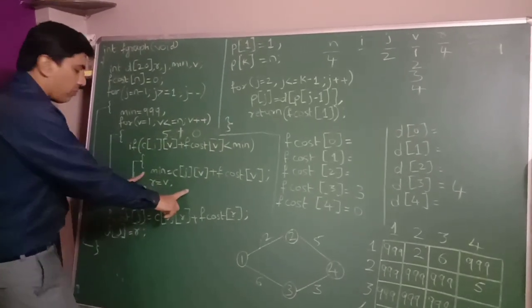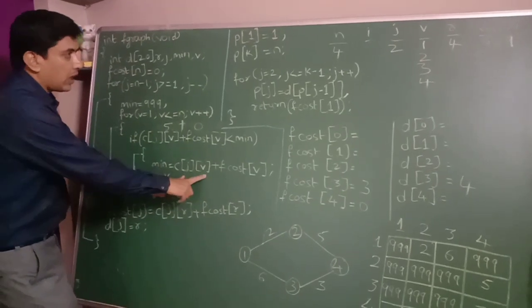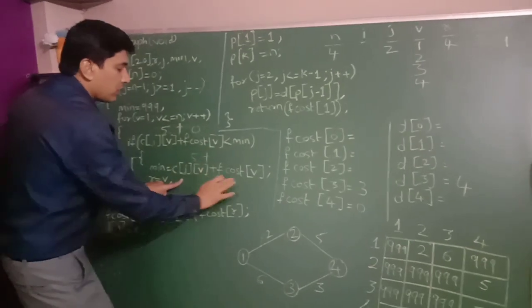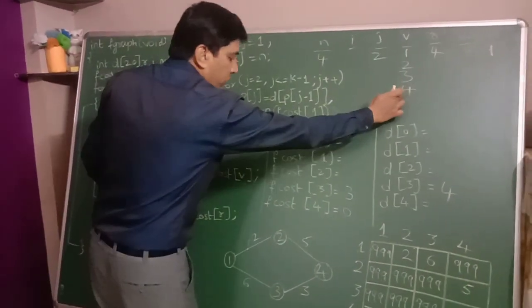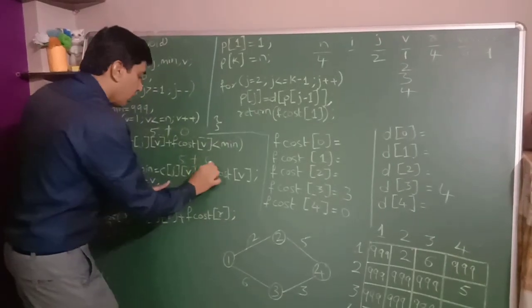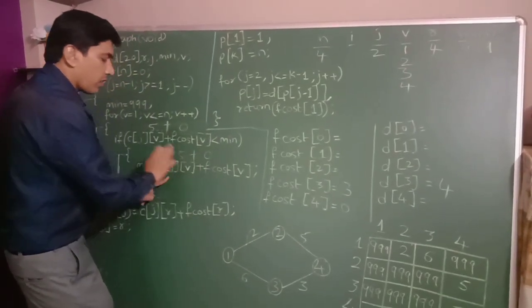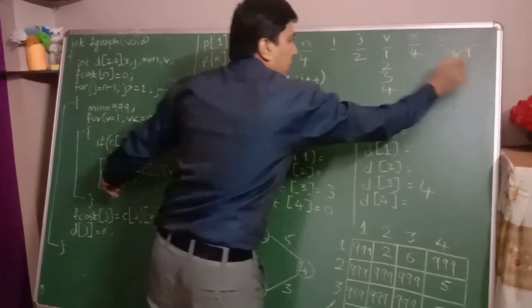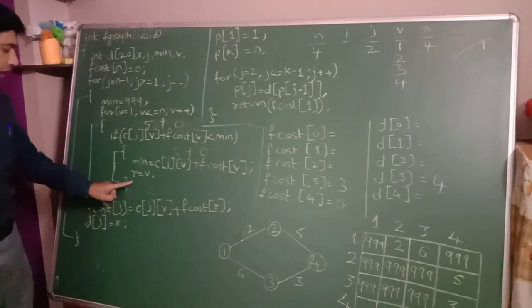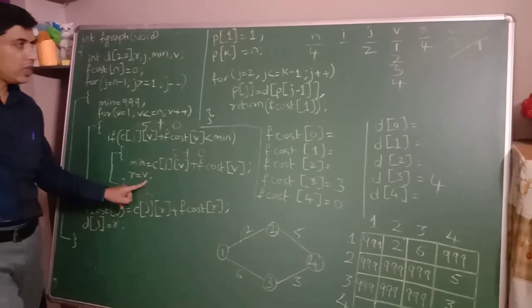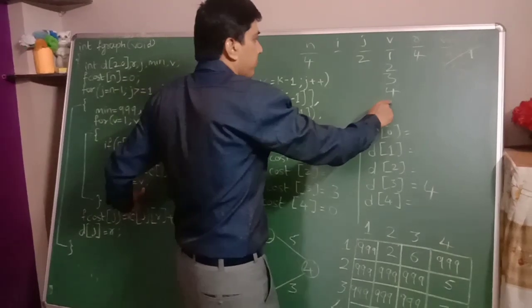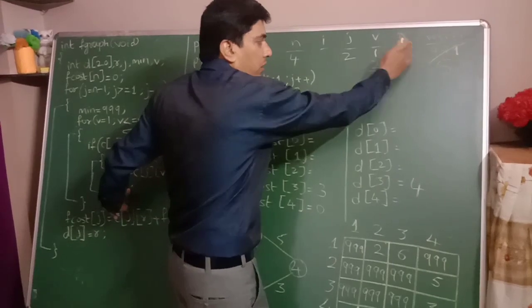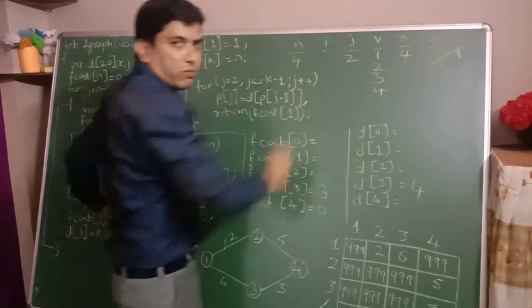When the condition becomes true, min is equal to J V, that is 4, which is 5 plus f cost of v. V is 4, f cost of 4 is 0. So 5 plus 0 is 5. So the value of min will be initialized to 5. Then r is equal to v, right? What is the value of v? V value is 4, it is initialized to 4.